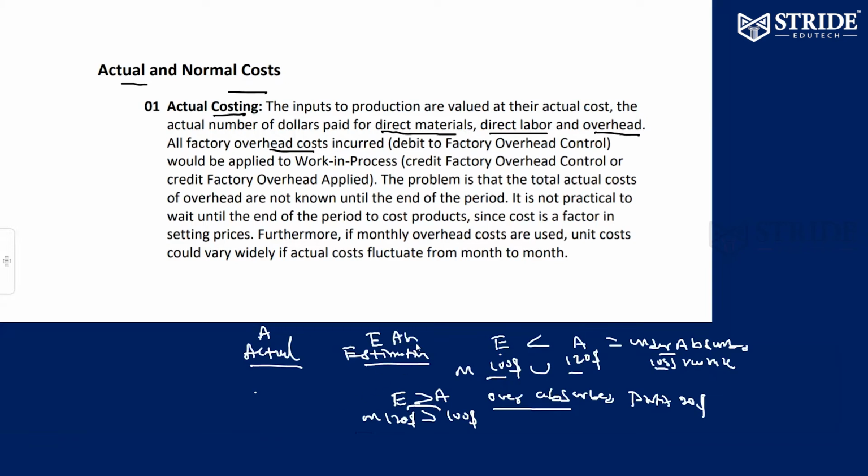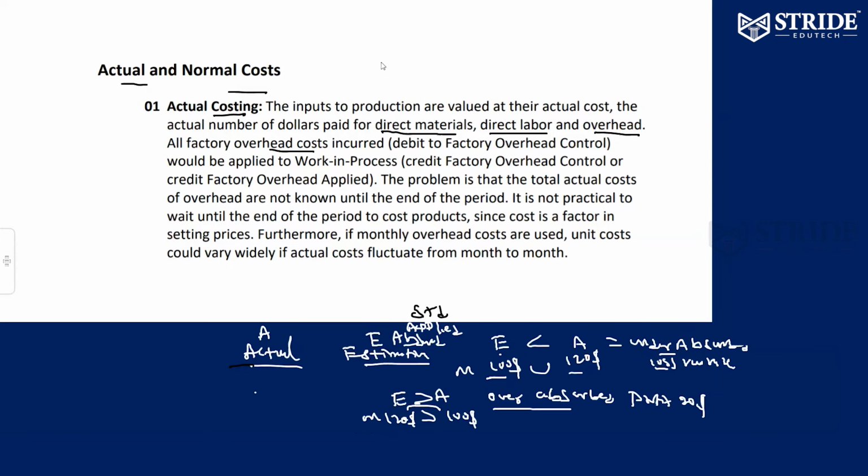Estimation, absorption, applied, standard, all are the same. They have the same meaning, but the words are used interchangeably: standard costing, applied costing, absorption costing, estimation. But actuals are different. One more time: estimation more than actual is over absorption, profit. Under absorption, loss. So costing means always estimated.